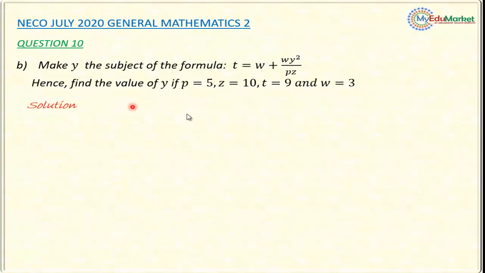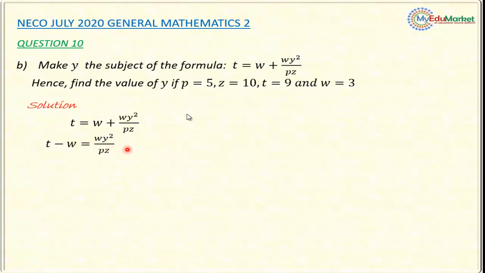I will now copy the given formula, t equals w plus wy square all over pz, to make y subject. So I'll try to make everything associated to this y, I'll try to dissociate that association. First I have to take this w to the left hand side. That gives me t minus w equals wy square all over pz.